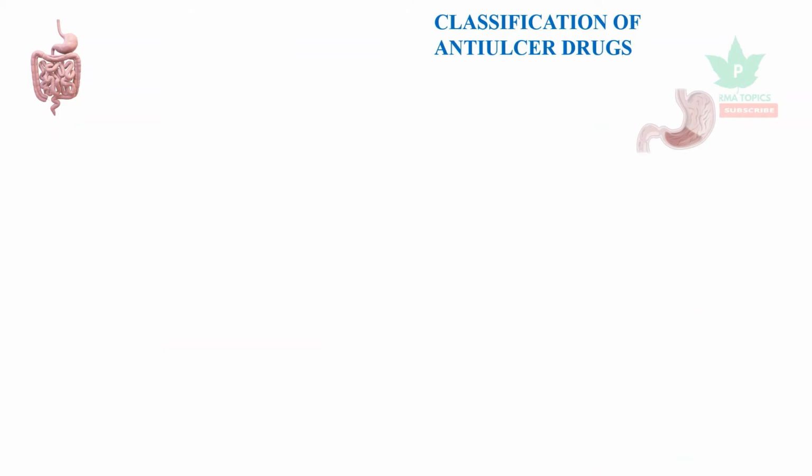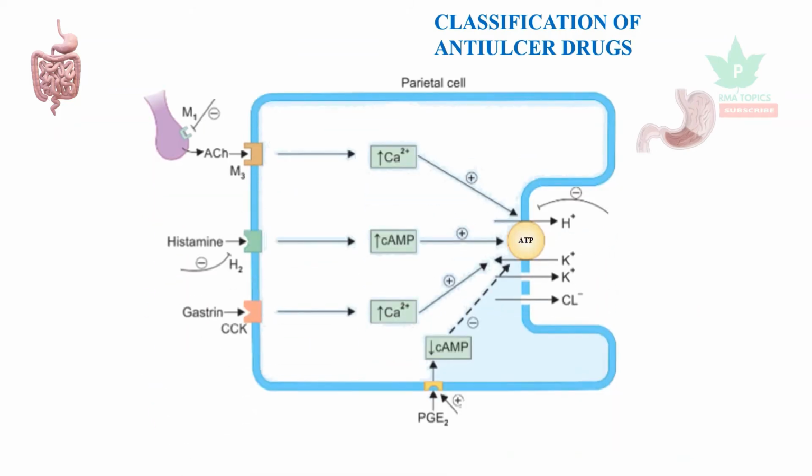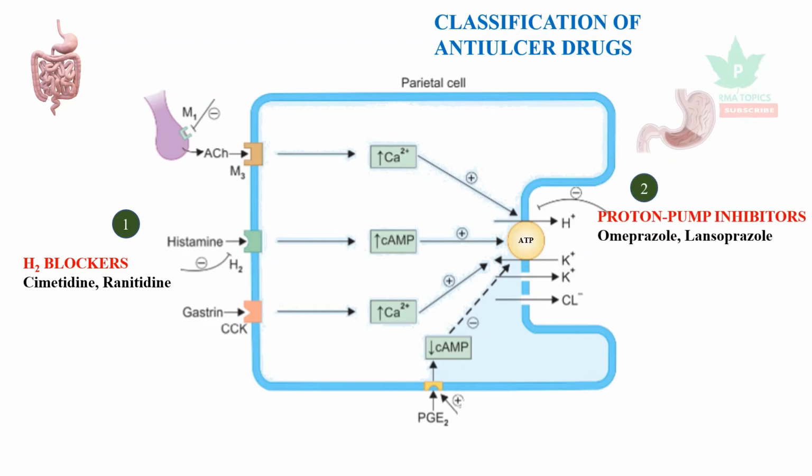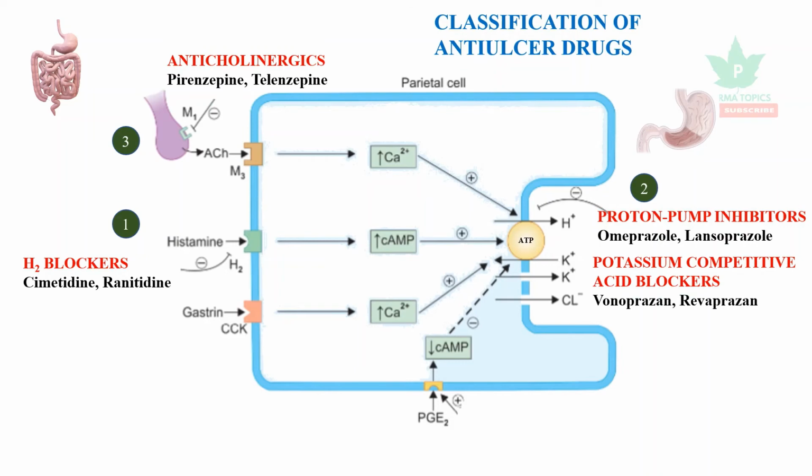The classification of anti-ulcer agents. This is the parietal cell. And the first one is H2 blockers such as ranitidine or cimetidine, which block the H2 receptors present in the parietal cell. And the next is proton pump inhibitors such as omeprazole or lansoprazole. And potassium competitive acid blockers. These are novel drugs which are newly introduced. And next is anticholinergics such as pirenzepine, telenzepine, and prostaglandin analogs like misoprostol.